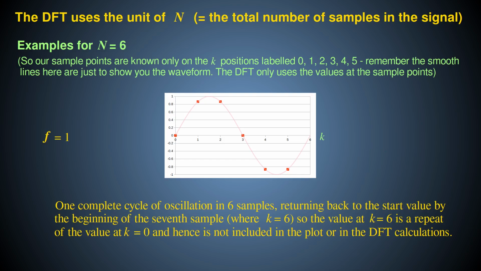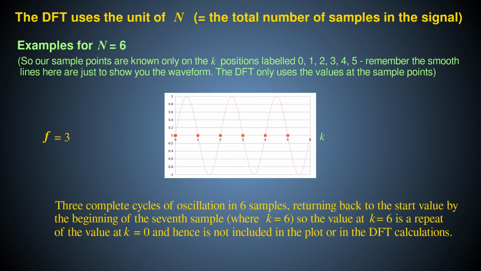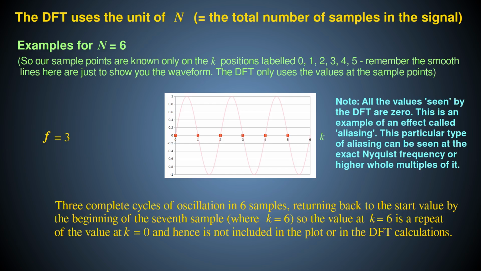So that example showed a frequency of 1, meaning the waveform made one complete cycle over 6 samples. A frequency of f equals 2 means the waveform makes 2 complete cycles over the 6 samples. A frequency of f equals 3 means it makes 3 complete cycles in 6 samples. So, in general, for discrete Fourier analysis of a discretely sampled signal consisting of n samples, frequency is measured in the unit of n. That is the total number of samples in the signal.